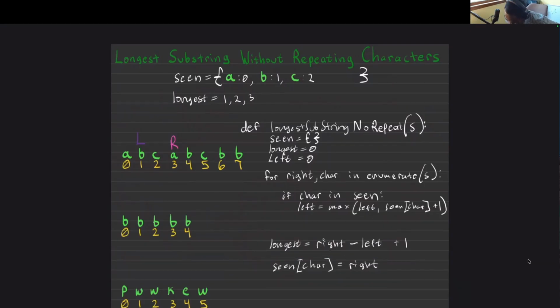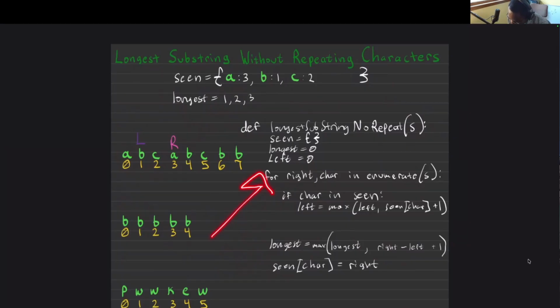And I'll just do this. So longest is equal to max of longest and right minus left plus 1, right? Okay, great. And notice how we're going to update this here. This is going to be the same, right? The longest is 3, okay? So seen of character is equal to, so A now gets updated, right? Because we're moving our window, okay, to 3.